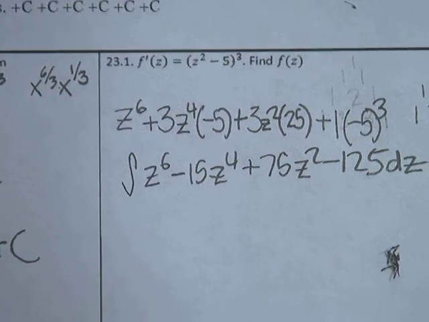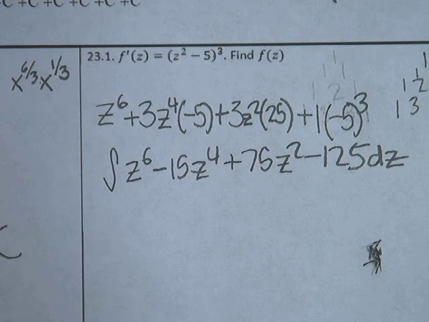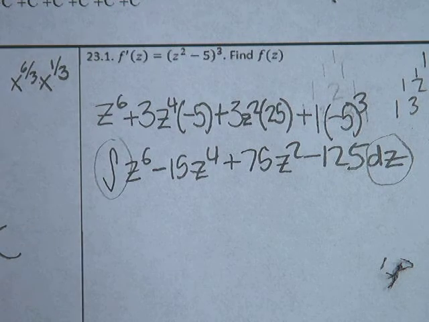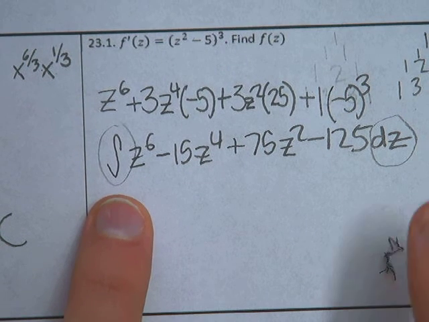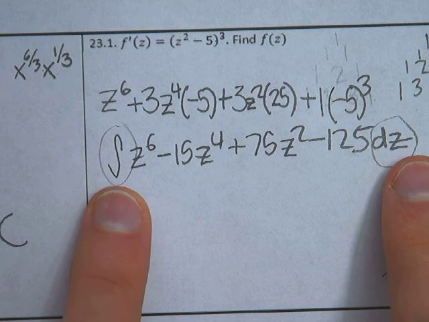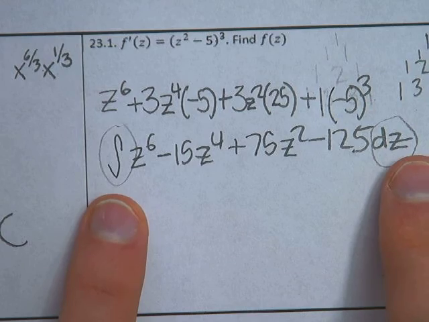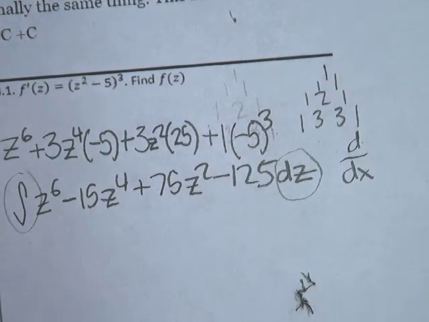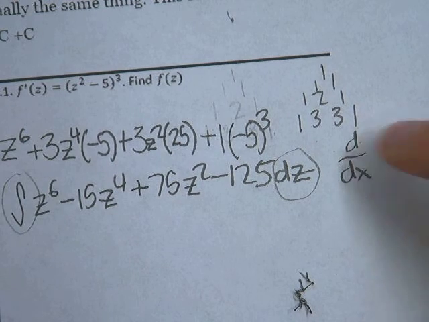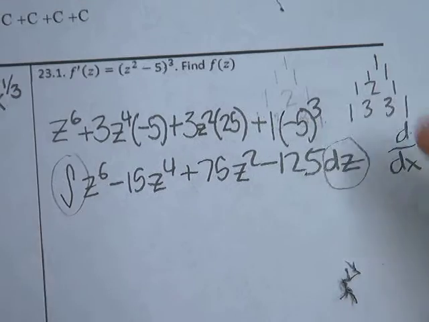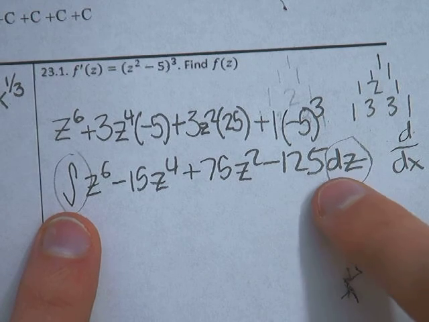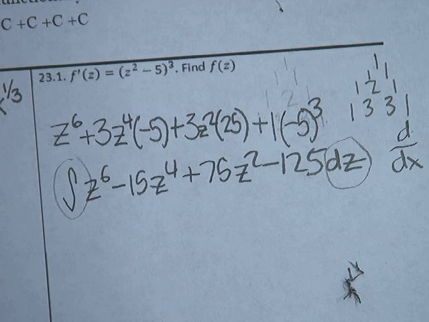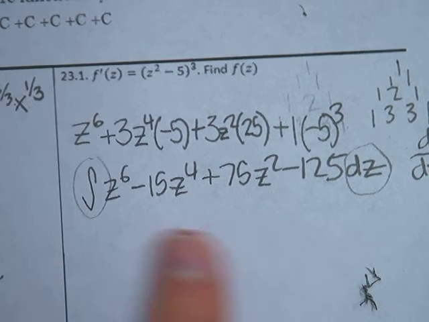I added this dz here because this is the way we write integrals. You need one of these, and you need the variable you are integrating. This means you're doing the integral, and this is what you're doing the integral with respect to. Just like in derivatives, we had d over dx, where this meant take the derivative, and this meant with respect to x. With integrals, we have a symbol here and a d whatever here. That tells you which variable you're integrating. It's kind of obvious here we're integrating z.